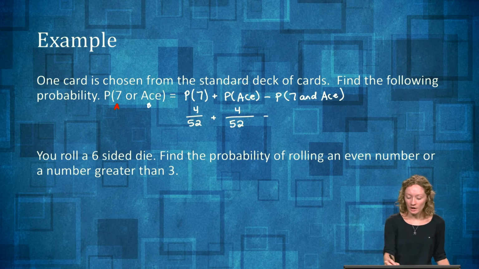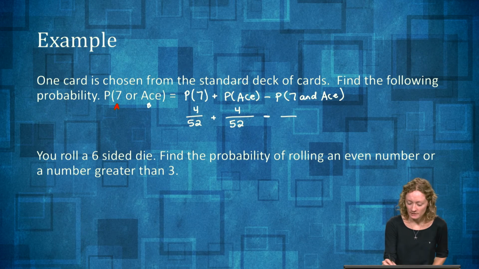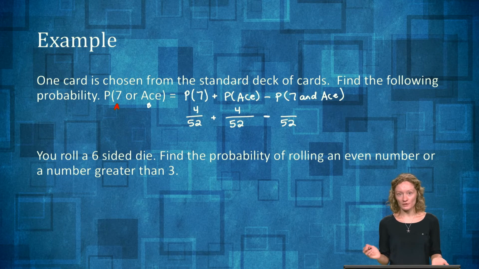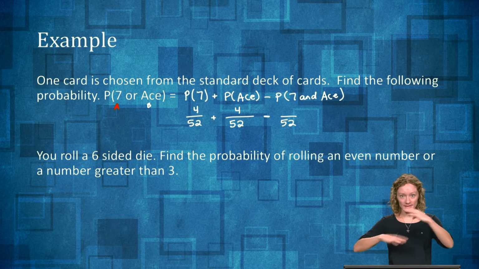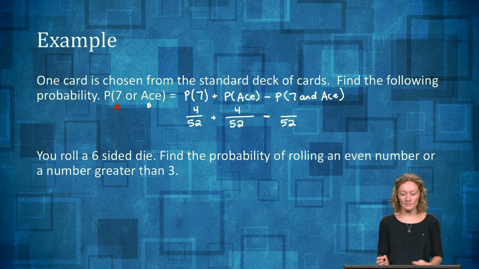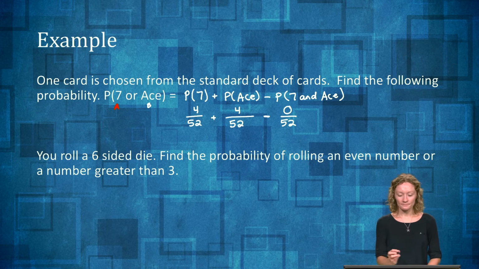And then how many cards individually are both 7 and ace? Still out of 52, out of the whole deck, none of the cards are both a 7 and ace. Those are two totally separate things. You could find some that are 7 and red, which would be a different problem. But this one's 7 and ace, so there are none in common.